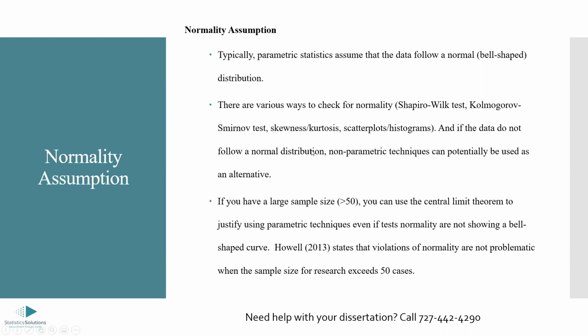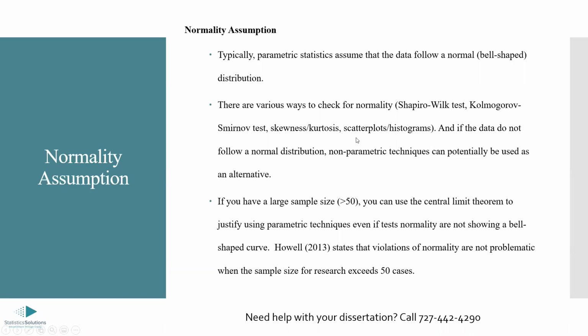You can also look at skewness and kurtosis, in which there are specific value cutoffs that tell you if your data is skewed to the left or to the right, so it potentially deviates from normality. And then there are the visual methods that use scatter plots and histograms. So you can use normal PP or normal QQ plots. You can use histograms to look for a bell-shaped curve.